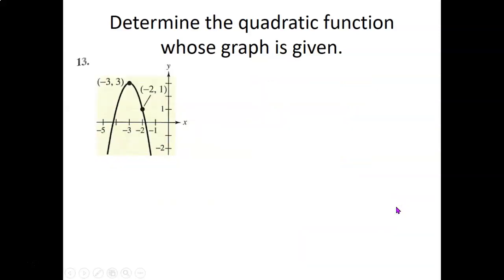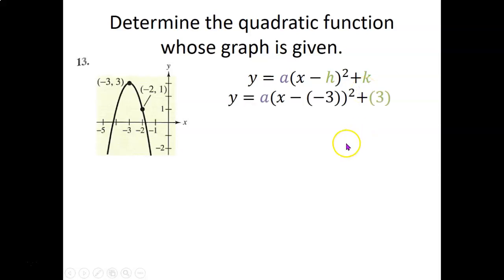Let's try another example. Try to find an equation or formula or function for this parabola. Remember, here's our starting point. Y equals a times x minus h squared plus k. Now, what numbers am I going to be putting in place of the h and the k? I see my vertex is -3, 3. So for h, I'll put -3, and for k, I'll put 3.